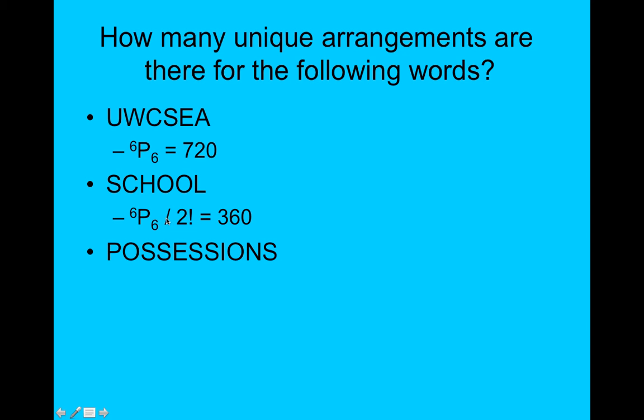I need to say that the 5 different S's, they could be arranged in 5 factorial different ways. And I also can see that there's another 2 O's, so there's 2 factorial ways that they could be arranged. So I do 11P11, divide it by 5 factorial and also by 2 factorial, and that then gives me 166,320 different combinations.